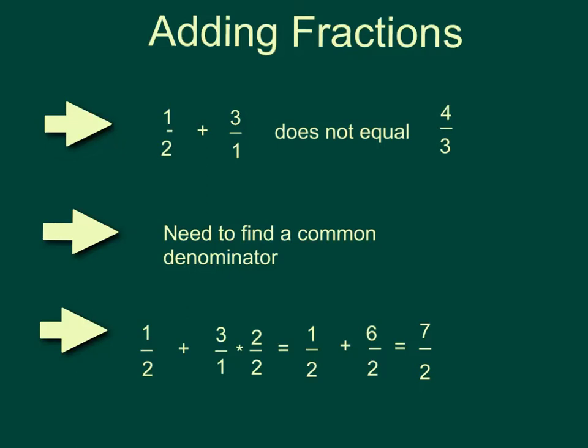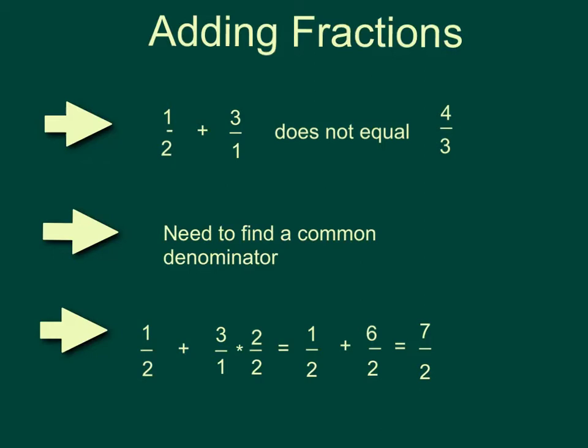What we need to do, as arrow 2 indicates, is to find a common denominator. So to do that, we look at the denominator and we notice that 2 could be a common denominator that will allow us to add these fractions together. So essentially what we do in arrow 3, as you can see, is multiply the second fraction, 3 over 1, by 2 over 2.